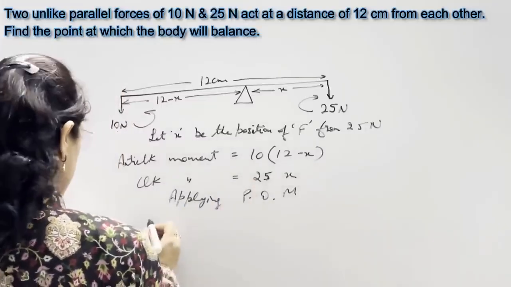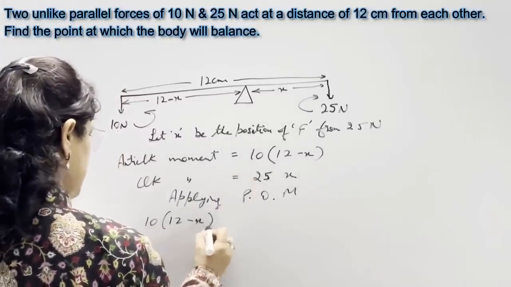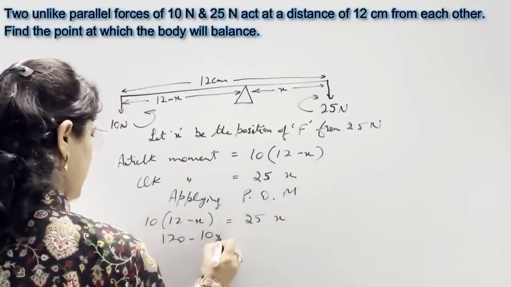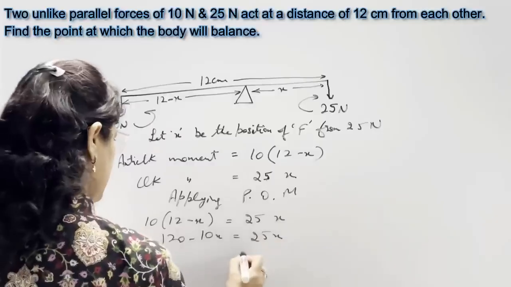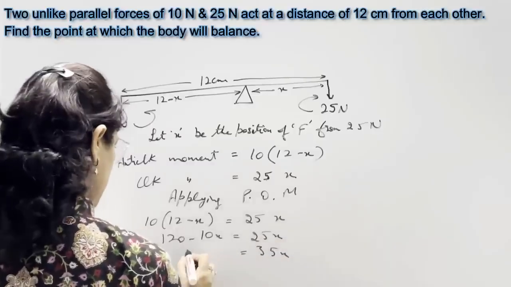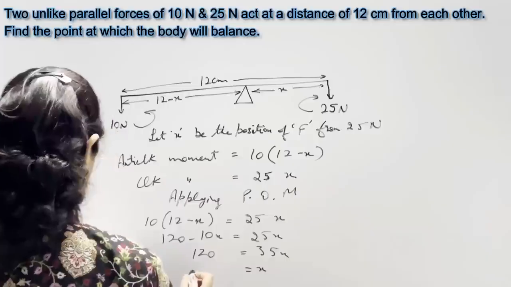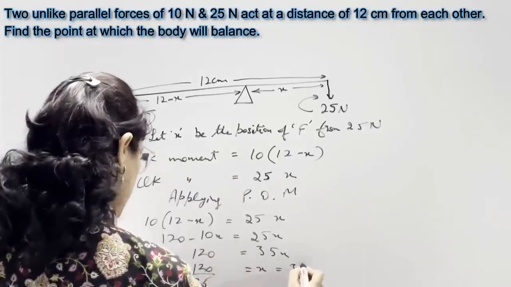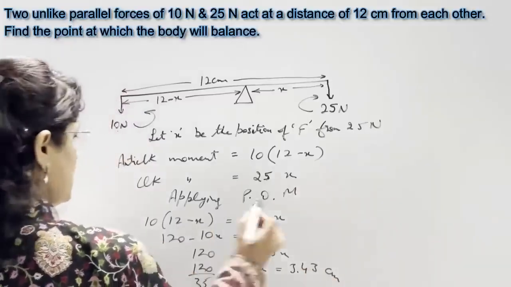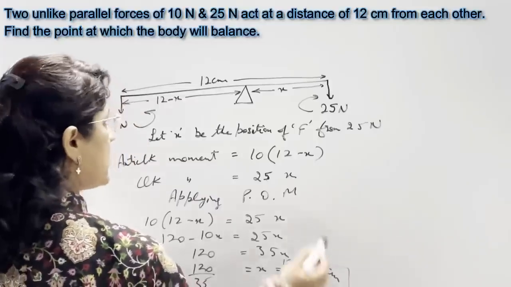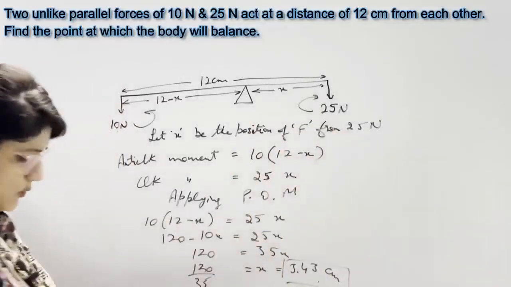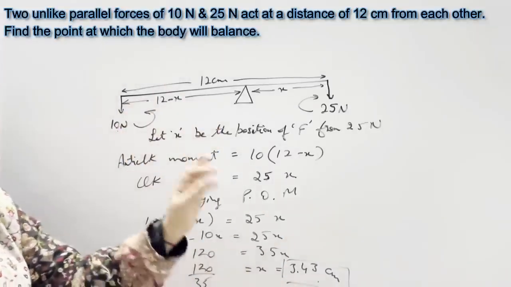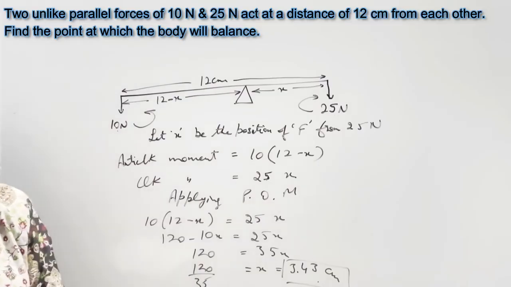Now applying the principle of moments, anti-clockwise moment is equal to clockwise moment. So 10, 12 minus x is the distance, 25 and x. Opening the bracket, 120 minus 10x is equal to 25x. It means 35x is equal to 120. What is the value of x? It is 120 divided by 35. It means 3.43 centimeter. So the fulcrum is at 3.43 centimeter from the 25 Newton force. And if we want to calculate from the other side, we should take the value of 12 minus 3.43, then our distance from the 10 Newton force will come.